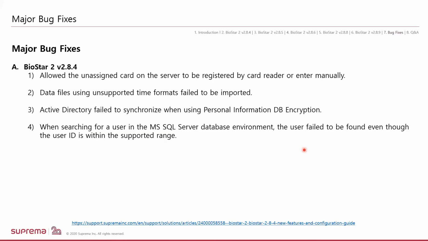These are major bug fixes in BioStar 2.8.4. Among the items you see in the front, it seems that the item you may be interested in is number 1. The unassigned card can be re-registered by reading it from the reader or manually entering it.